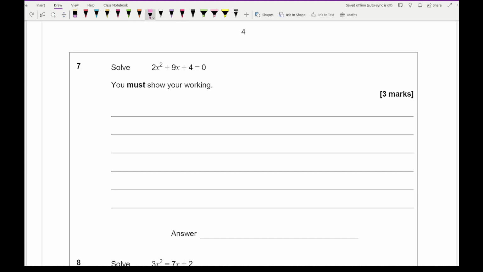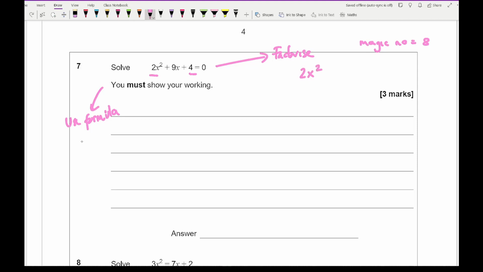Alternatively, you could just get into the quadratic formula, so you can either factorize or use the formula as we're solving. So if you factorize, we've got 2 times 4, which is 8. So the magic number equals 8. So I'm looking for two numbers that multiply together give me 8, added together give me 9. So that's going to be 8 and 1.